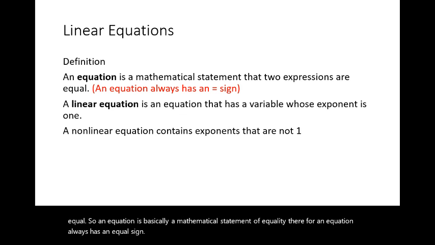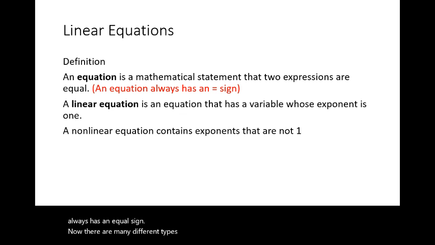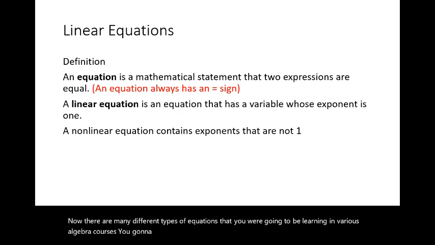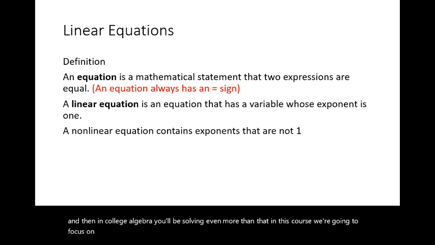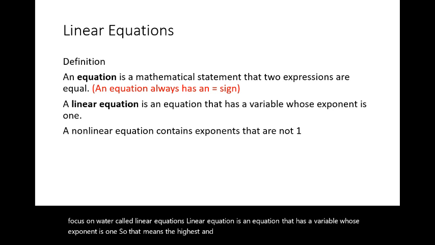Now, there are many different types of equations that you are going to be learning in various algebra courses. You're going to learn how to solve a couple more of them in intermediate algebra, and then in college algebra, you'll be solving even more than that. In this course, we're going to focus on what are called linear equations. A linear equation is an equation that has a variable whose exponent is 1. That means the highest and only exponent in a linear equation is 1.